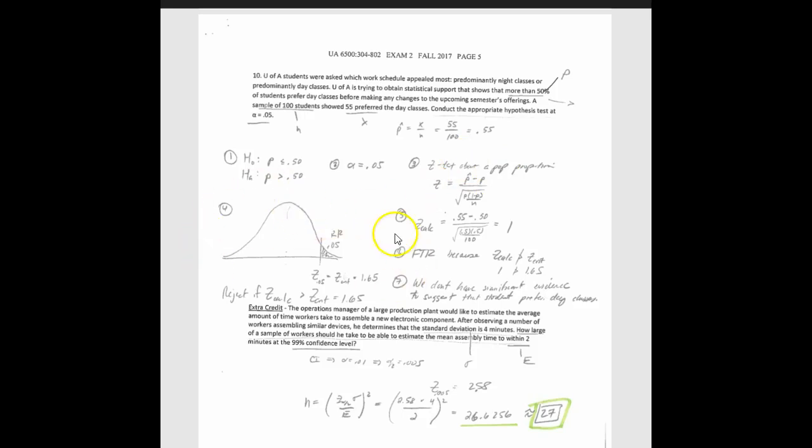Okay, because it's z-based, we have a z-curve, and we have a rejection region on the right, because we always want to look at our HA, the directional there, to determine where the rejection region is. So it's on the right. And then we go ahead and we find the z-value that has 0.05 in the right-hand tail. Okay? And then we run our calculation based on our formula.